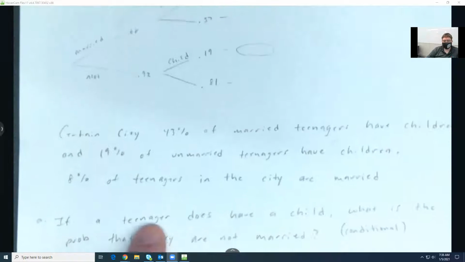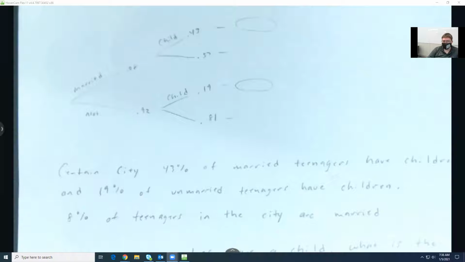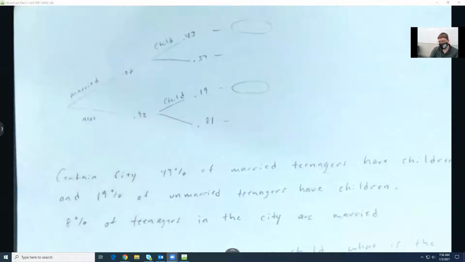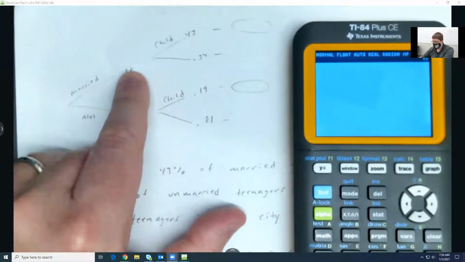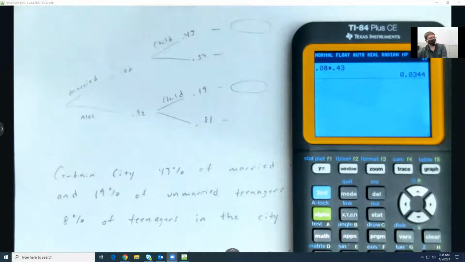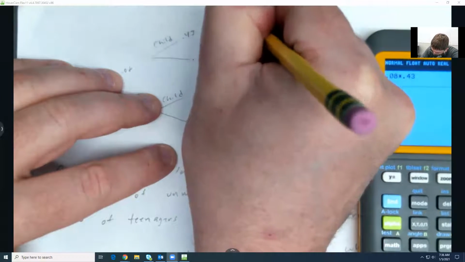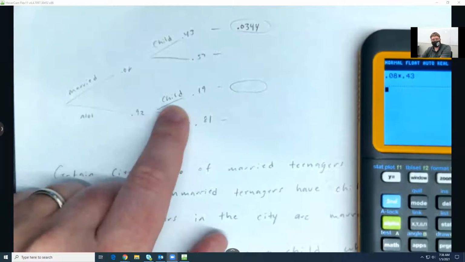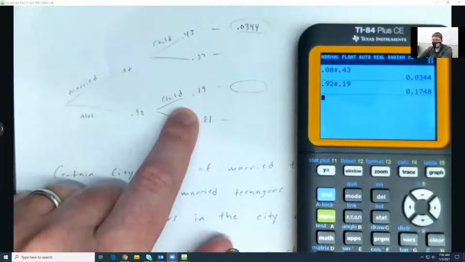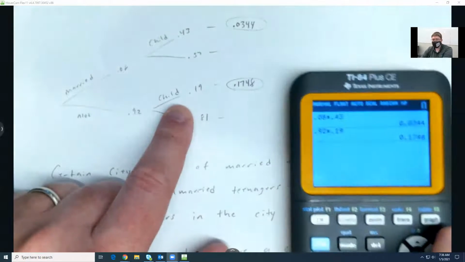Now, the first question asks: if a teenager does have a child, which is only these two spots, what is the probability that they are not married? So basically, you figure out whatever these two are when you multiply them, and whatever these two are when you multiply them, and add them up. That would be your final answer. So that's what we'll do real quick. 0.08 for the 8% times the 0.43 gives me 0.0344. And then down here, the unmarried teenagers with children is going to be 0.92 times 0.19. That gives me 0.1748. And again, you can just add these together and that'll be your final answer.